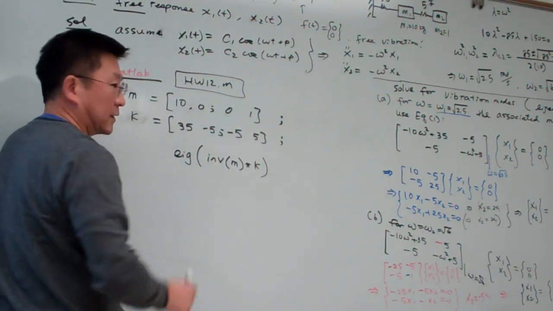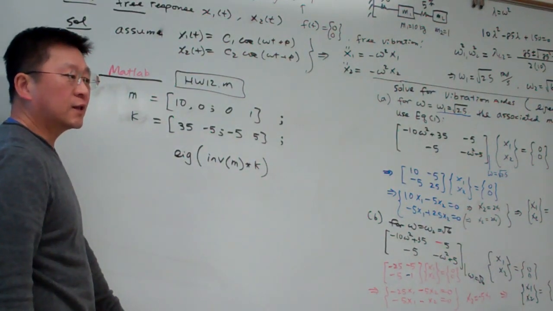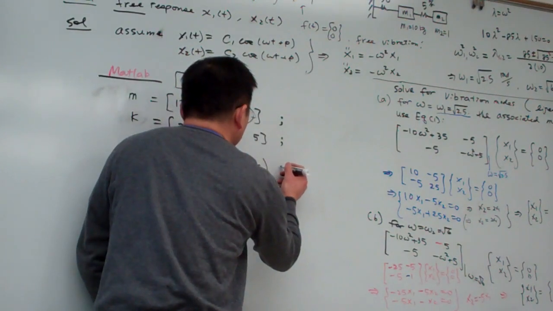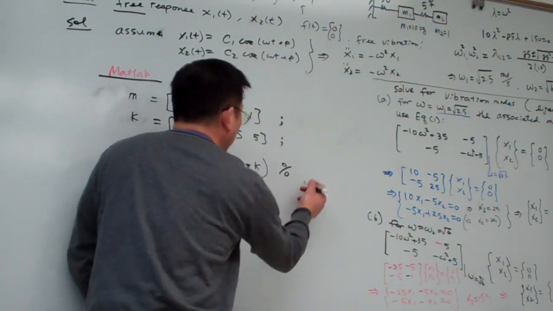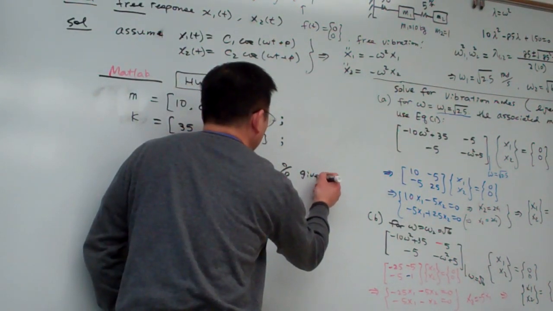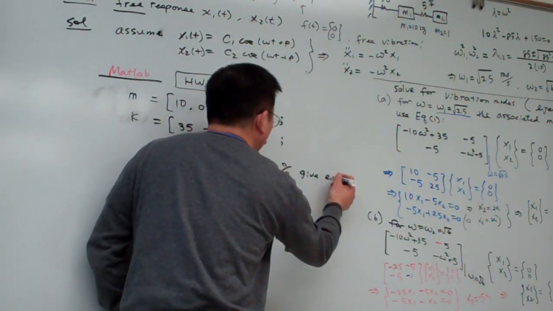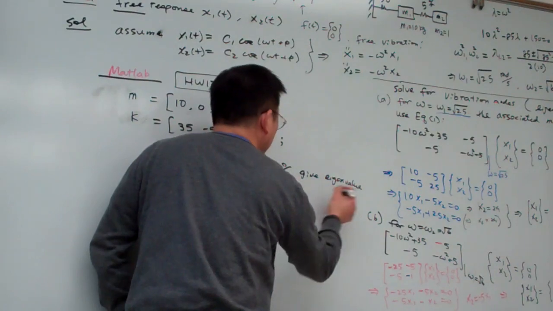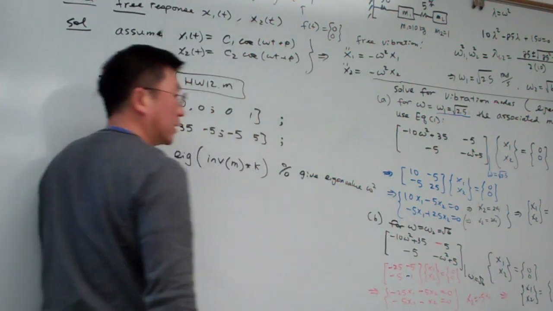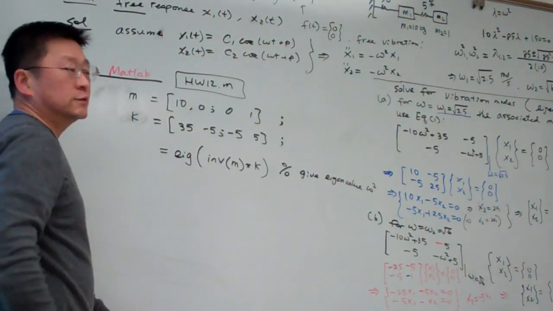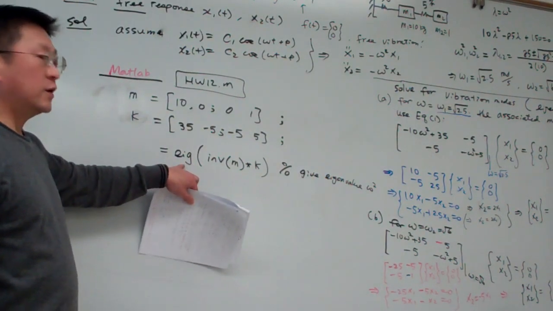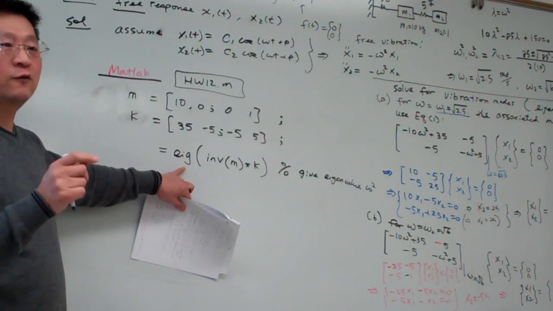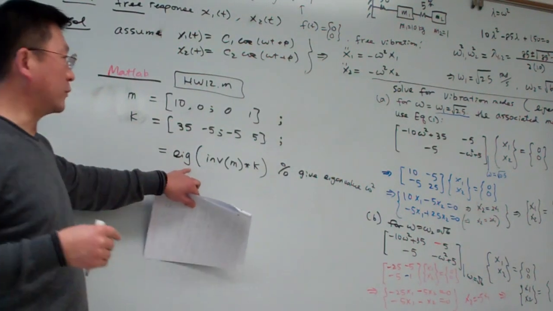And you use this command, okay? And that basically will give you the eigenvalue, which means omega squared, okay? So let me explain further. This is a very powerful command, and one single line that solves for eigenvalue and eigenvectors problem.